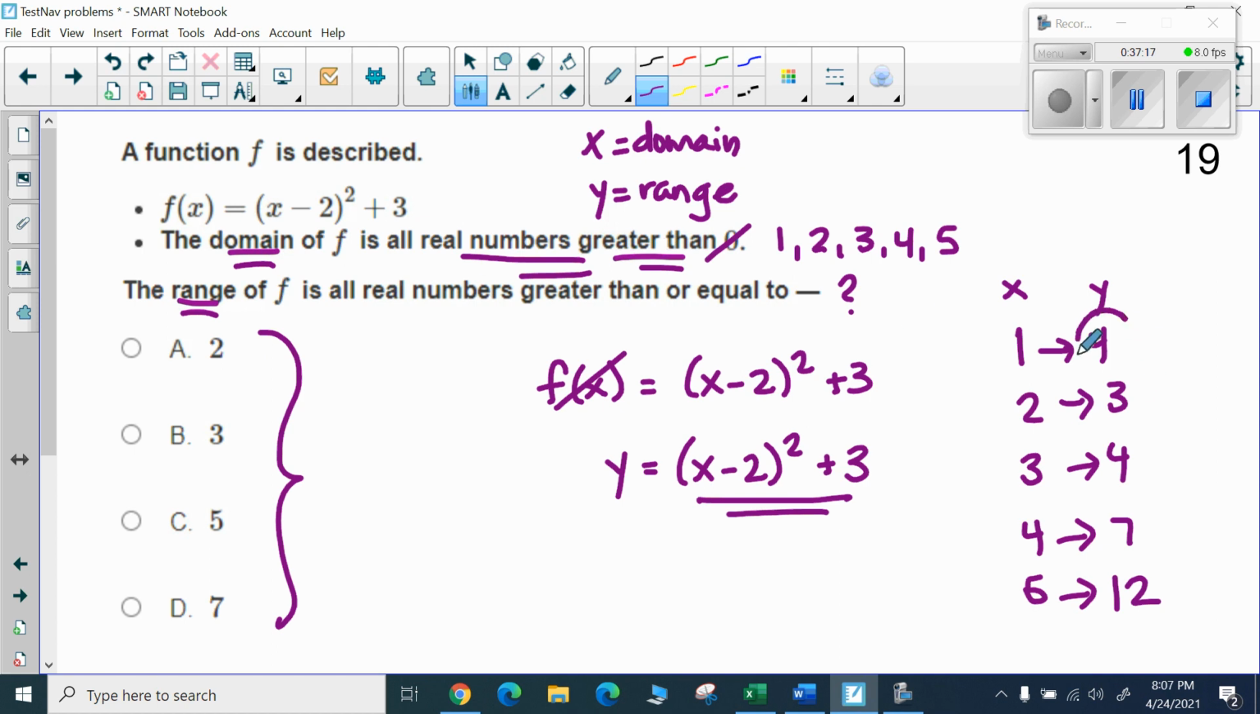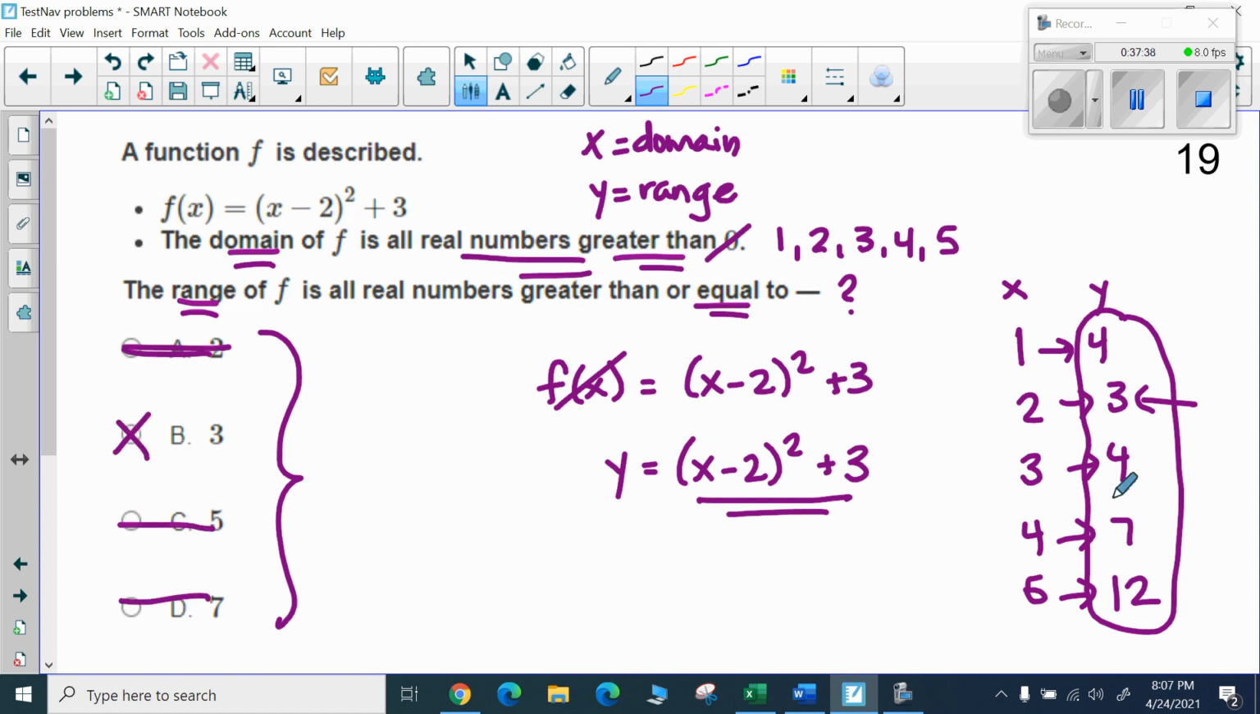They want to know these numbers are greater than or equal to what? Well, none of them are 2, and it says or equal to, so that can't be it. The lowest number is 3. These numbers are all greater than or equal to 3. It can't be 5 because I've got 4 and 3 here. It can't be 7 because I've got 4 and 3. So the answer would have to be B. These are all greater than or equal to 3.